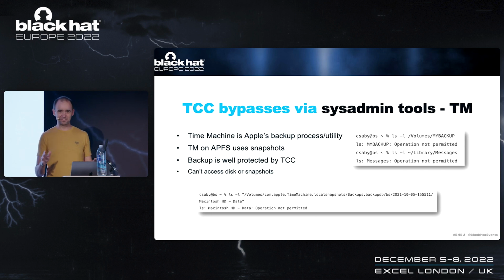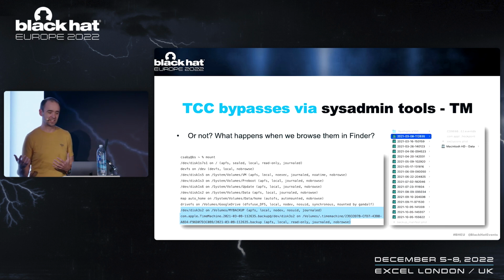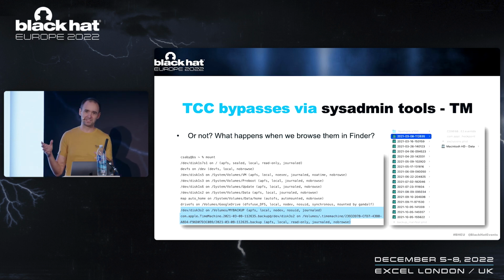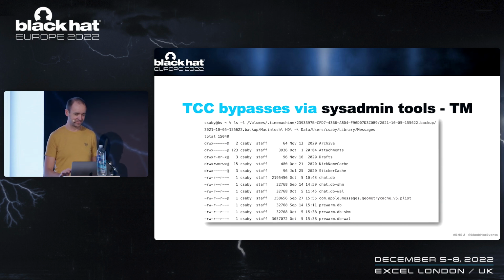So it looks good, but it turns out that if we start to browse the Time Machine backups in Finder, Finder will mount those backups in a new location under the hood, which is under /Volumes/.timemachine, then a GUID, and then the backup date. And that location will not be protected by TCC. So if by any chance the user browses his backups for restoring something, at that point we can access all of his files. Unfortunately, this has been fixed.